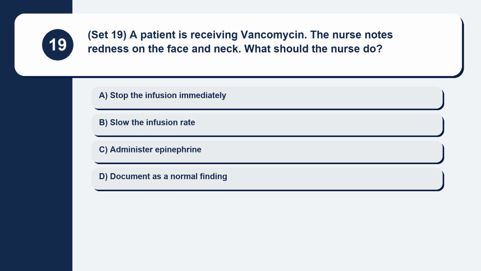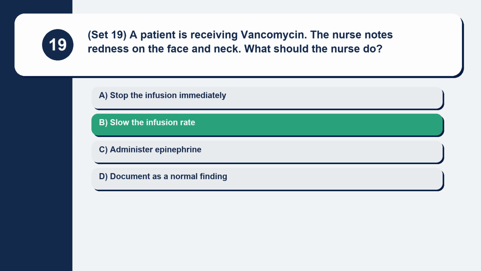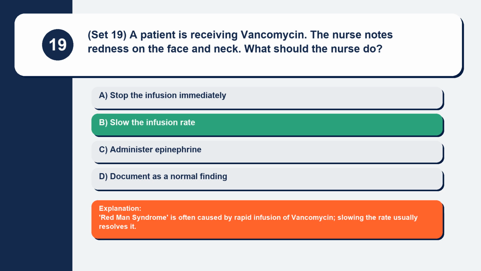Question 19. Set 19. A patient is receiving vancomycin. The nurse notes redness on the face and neck. What should the nurse do? Stop the infusion immediately, slow the infusion rate, administer epinephrine, document as a normal finding. Red man syndrome is often caused by rapid infusion of vancomycin. Slowing the rate usually resolves it.